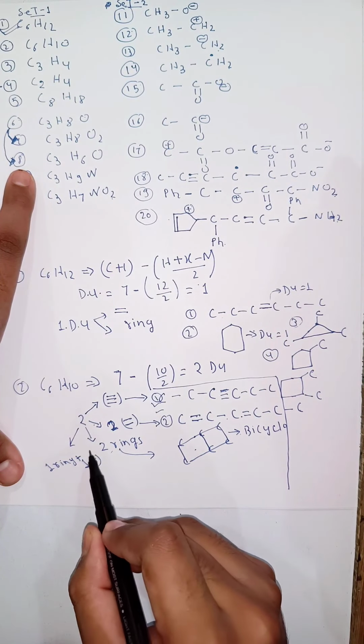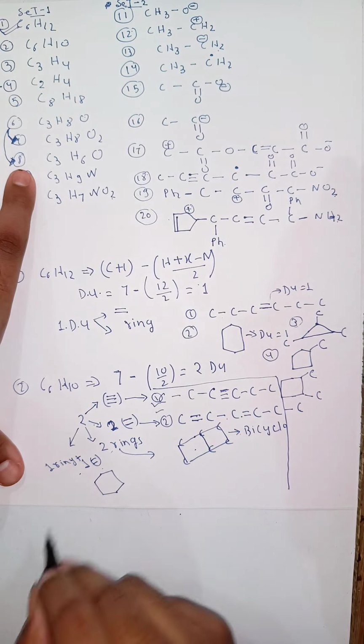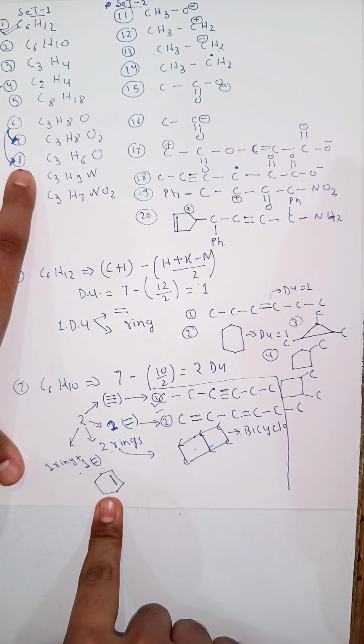Then a compound which has 1 ring and 1 double bond. It's a simple compound, a 6-membered ring, and it contains a double bond inside it. This is actually cyclohexene.